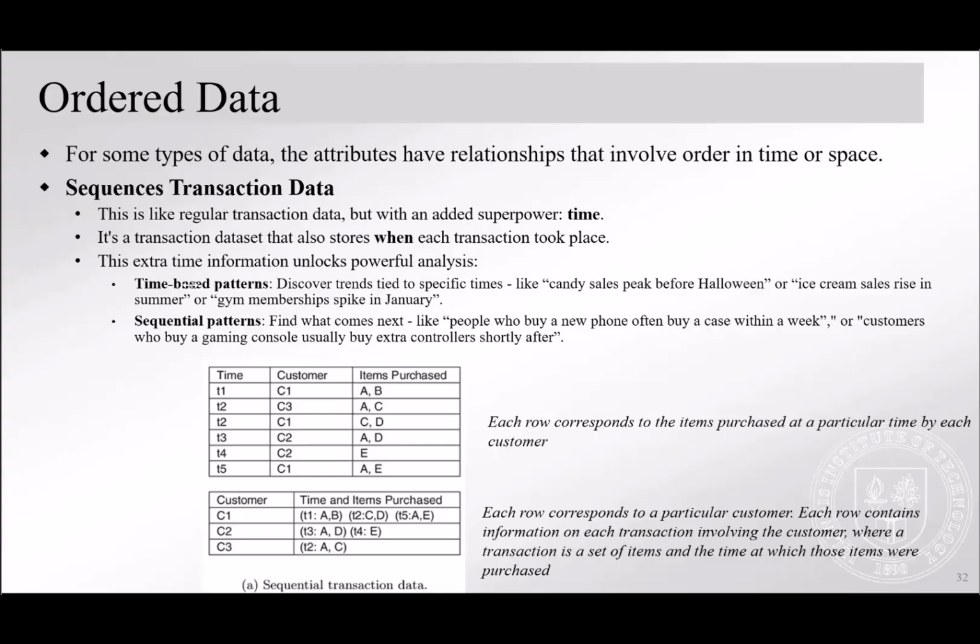With time-based patterns, you can discover trends tied to specific times, things that happen when. The second type is sequential patterns. This is about what comes next. People who buy a new phone often buy a case within the next week. Someone buys a gaming console, then picks up extra controllers on their next trip. Not in the same transaction, but in sequence over time.